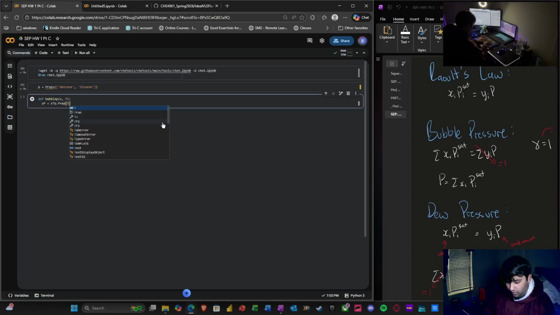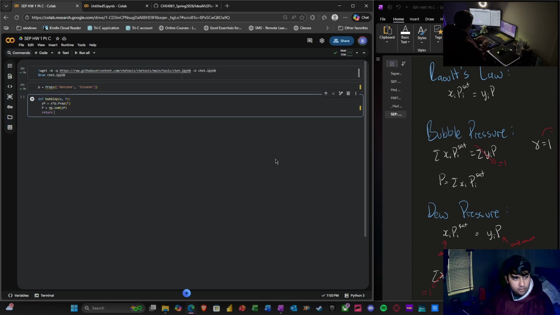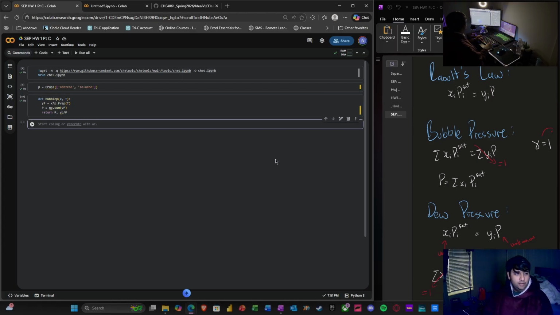Yep, at a specific temperature. And then we're going to define our pressure, which is just np.sum of yp. And then we're going to return our pressure and yp divided by p. Shift enter, there we go.